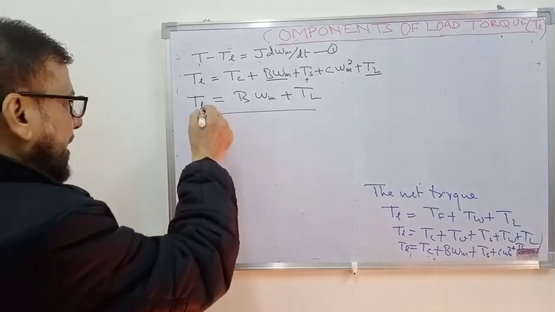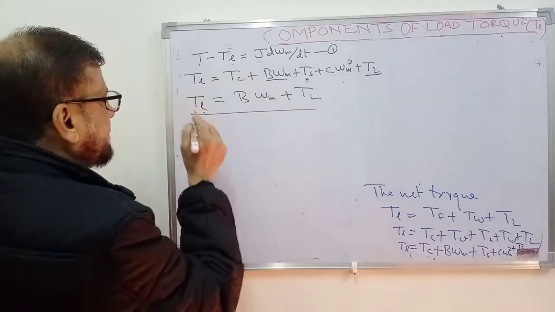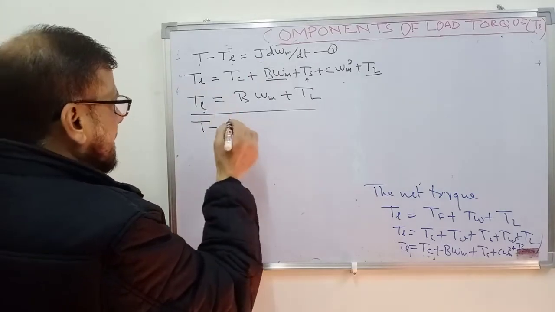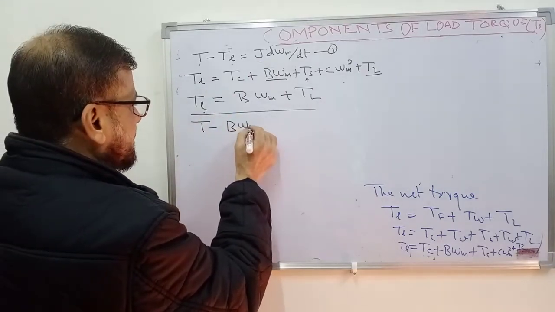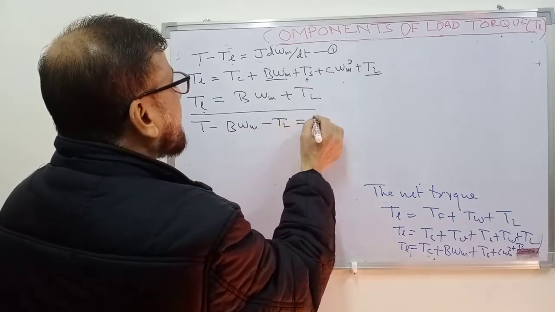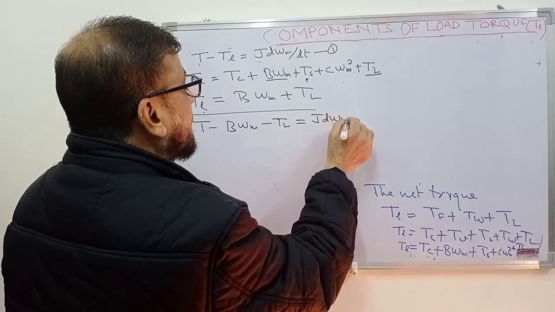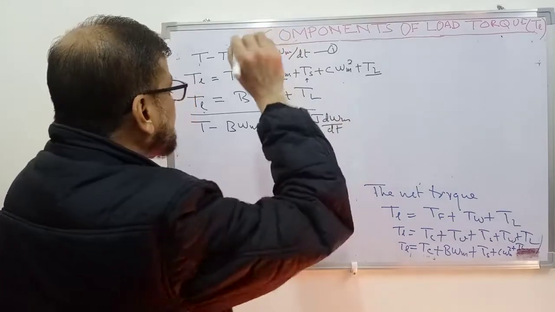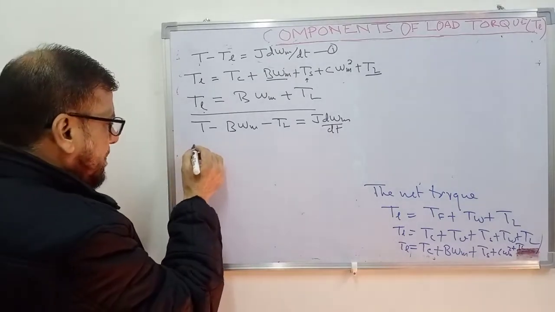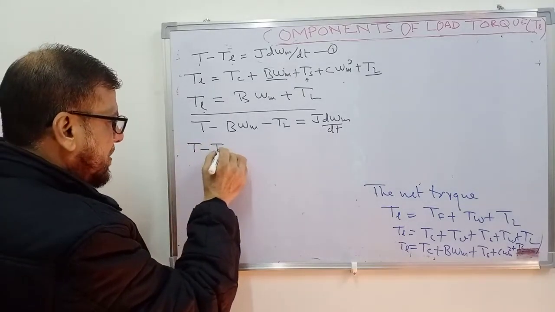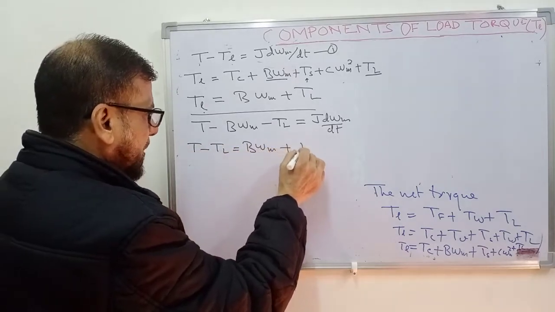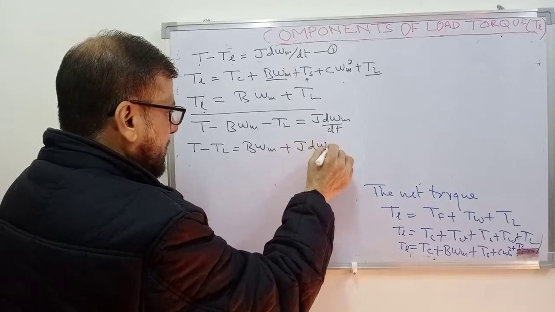Now let us put this equation in equation number 1. So it looks like this: T minus TL, that is equal to B omega m, minus capital TL is equal to J d omega m over dt. Now let us write this equation in a slightly different way. T minus TL, you can write as B omega m plus J d omega m over dt.